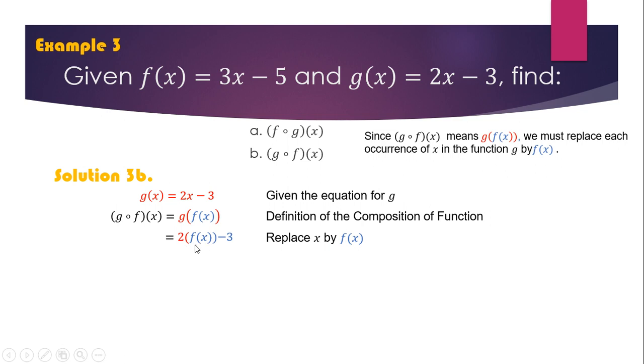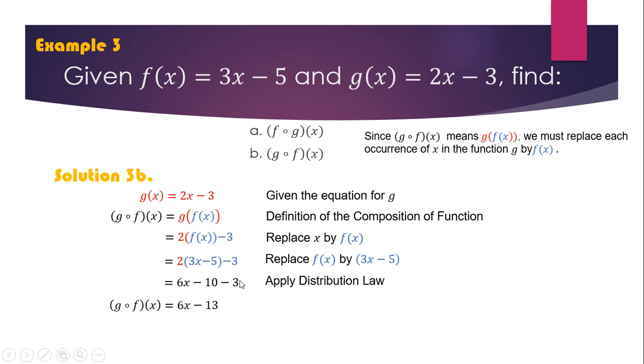That becomes 2 times f of x minus 3. And then replace f of x by the given value of f of x, which is 3x minus 5. And then apply the distribution law. 2 times 3x is equal to 6x. 2 times -5, that is -10, and copy -3. After that, combine like terms. Copy 6x, then -10 minus 3, that is equal to -13. So thus, g circle f of x is equal to 6x minus 13.